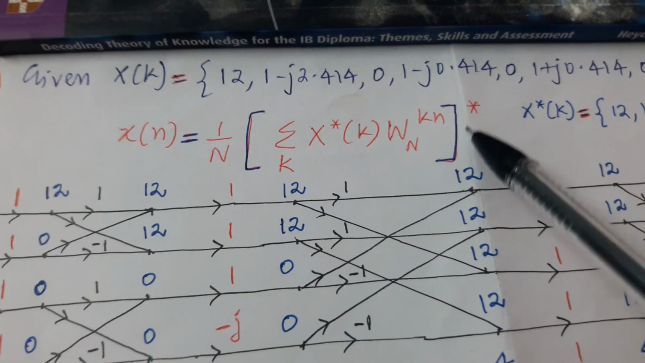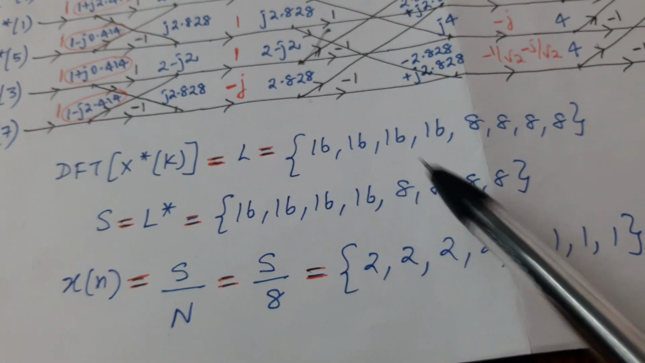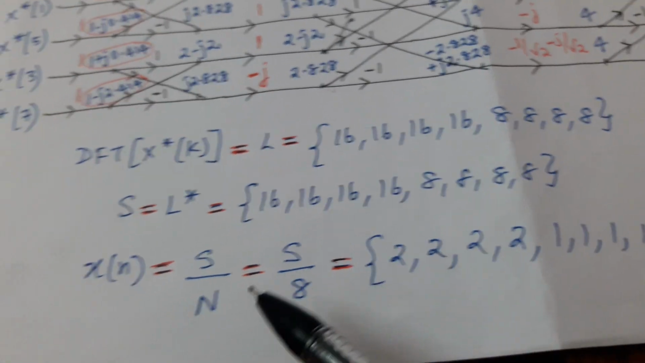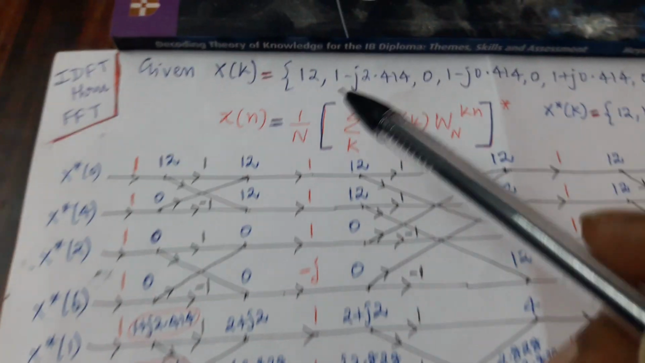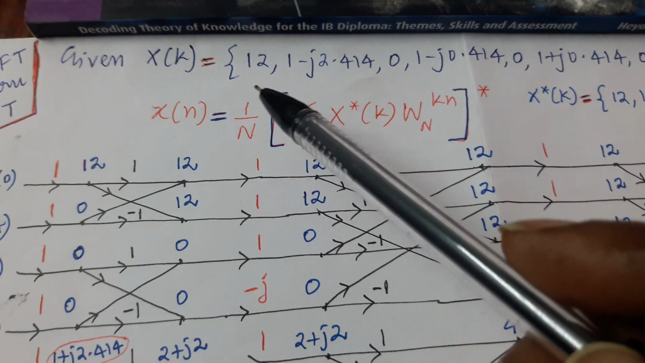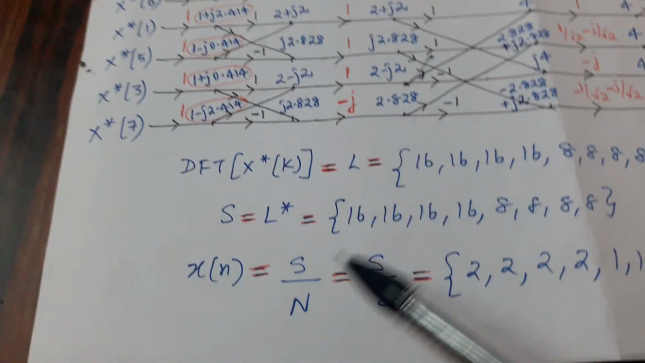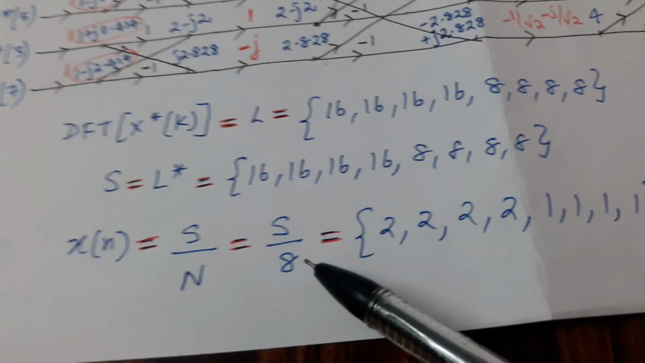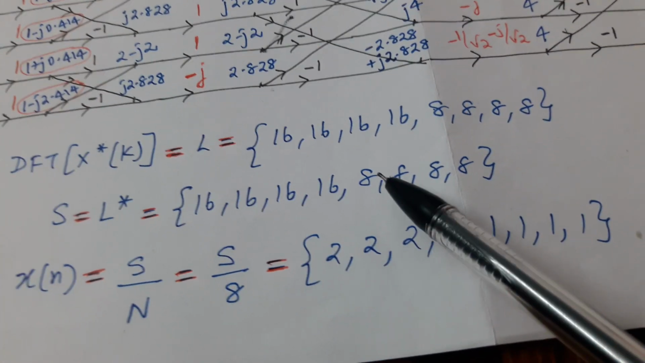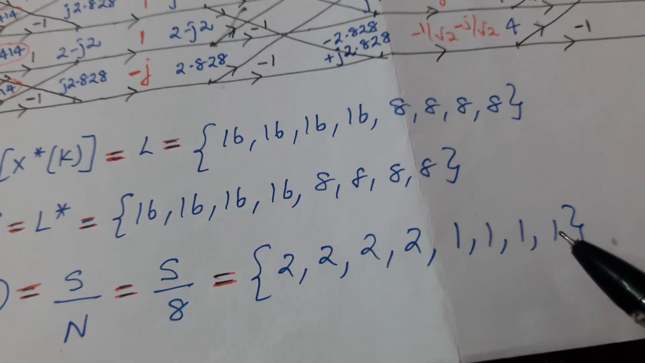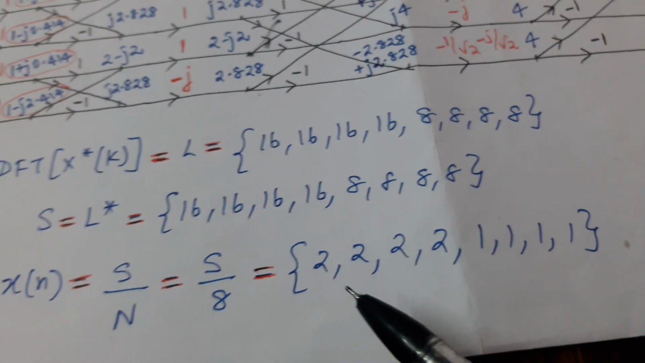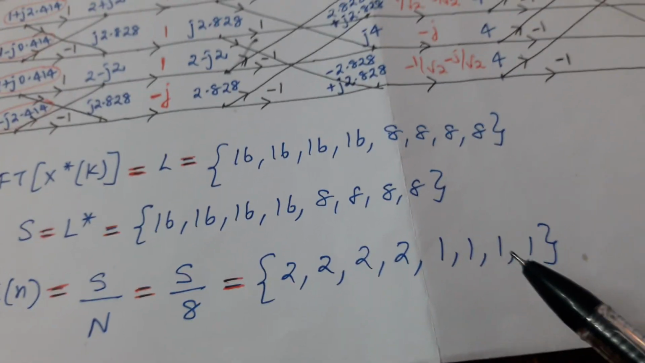Then what is the third step I told you? The third step, the whole answer, here take the conjugate. Conjugate means you will get the same answer only, because everything is real. And the final step is divide by N, which is 8. So when you divide the whole answer by 8, 16 by 8 is 2 and 8 by 8 is 1. Okay, so this is the final answer. 4 2s followed by 4 1s.